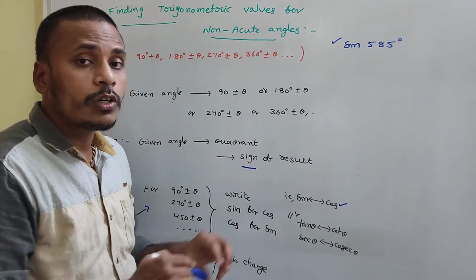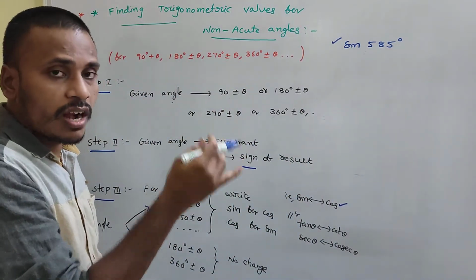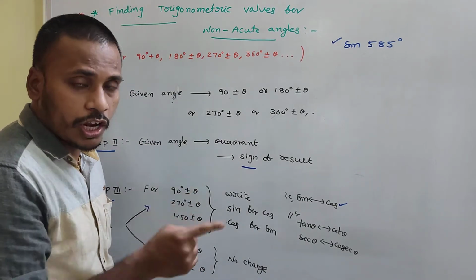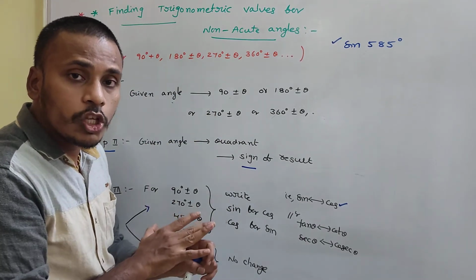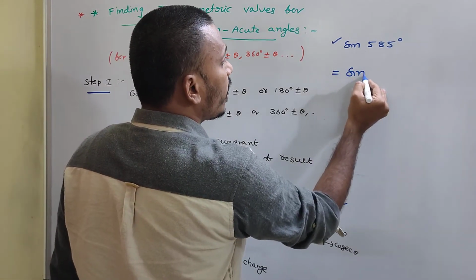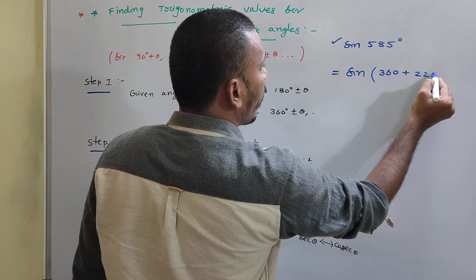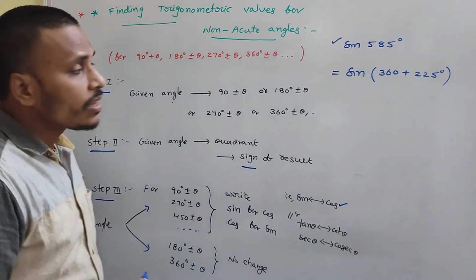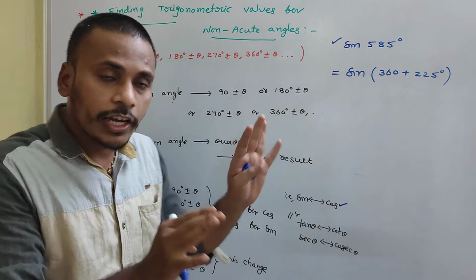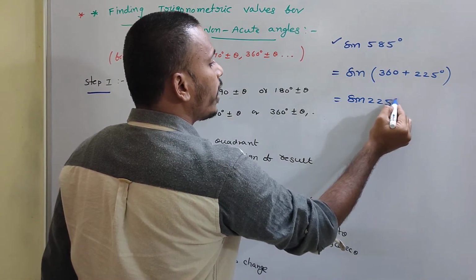First thing is, we need to express that 585 into any of these forms. And before that, I will eliminate one complete revolution. We learnt in the initial classes itself that if one complete rotation of 360 degrees is over, there is no change in the values of trigonometric ratios. So this can be written as sine of 360 degrees plus 225 degrees. This 360 degrees means one complete rotation, so it won't affect the trigonometric value. So this is sine of 225 degrees.